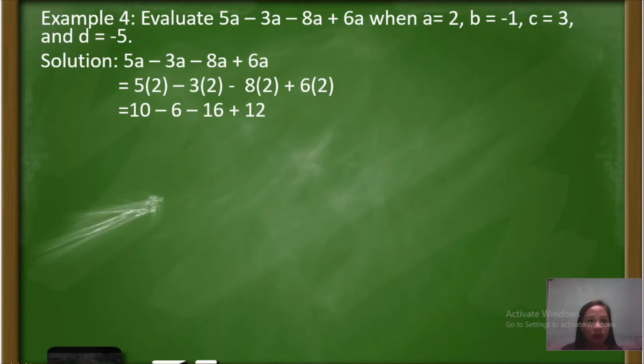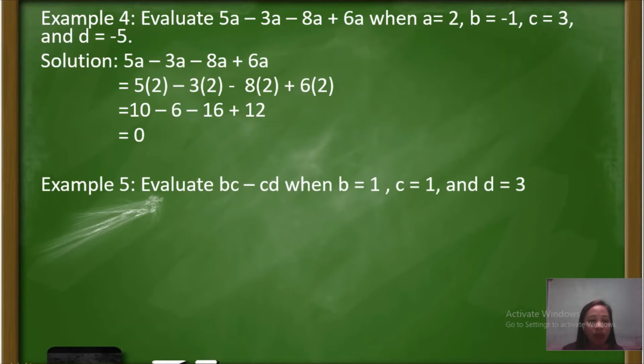So simplify, 5 times 2 is equal to 10, minus 3 times 2, that is equal to 6, minus 8 times 2, that is equal to 16, plus 6 times 2, that is 12. So 10 minus 6, that is equal to 4, minus 16, that is negative 12 plus 12. So therefore, that is equal to 0.